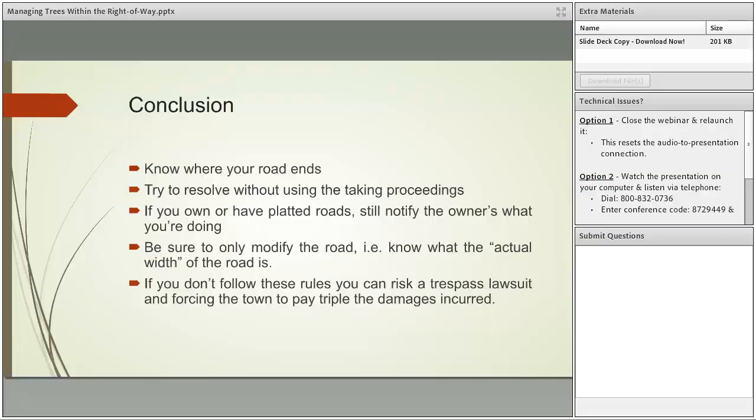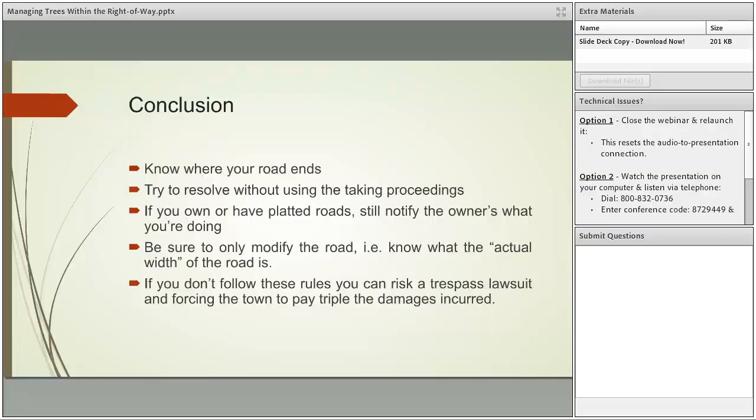If you have platted roads, or if you own the roads, you should still notify the landowners of what you're doing so they aren't taken by surprise and they don't get frustrated with the town's actions. Again, know where your road ends. Only modify the road. Only modify the trees within the actual width. Again, if this is use and maintenance, this may be harder to determine. It's always better to be safe than sorry.